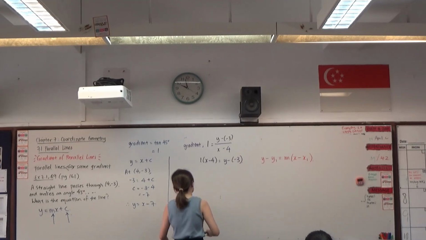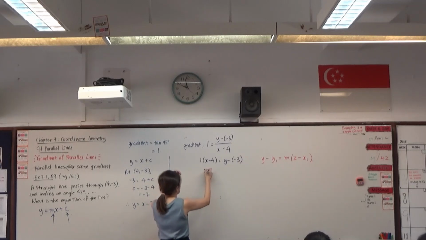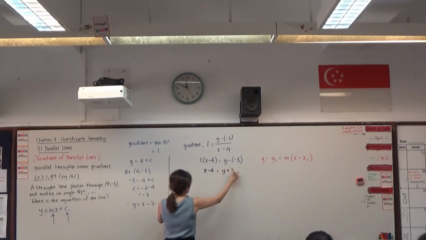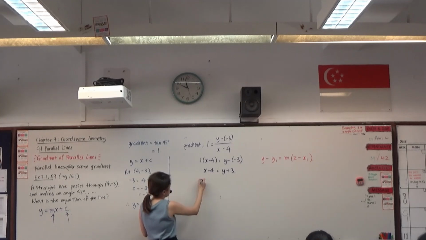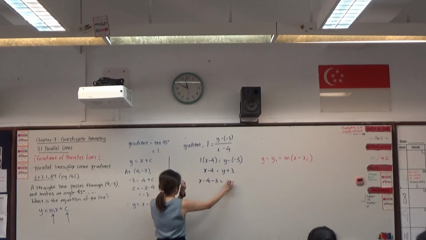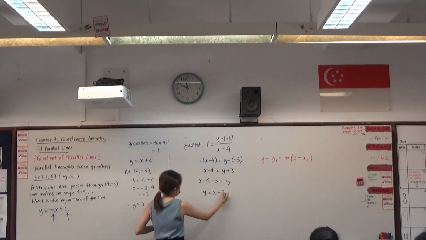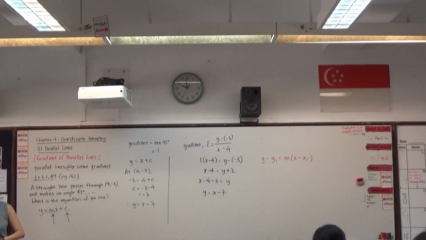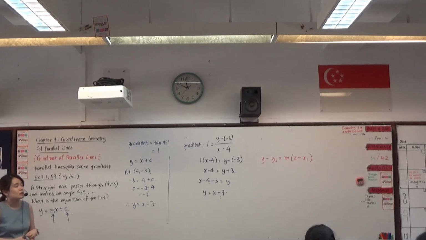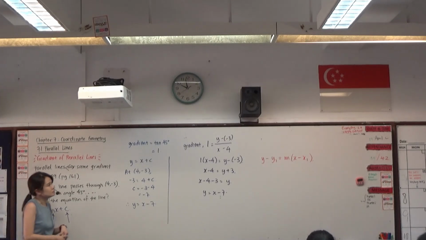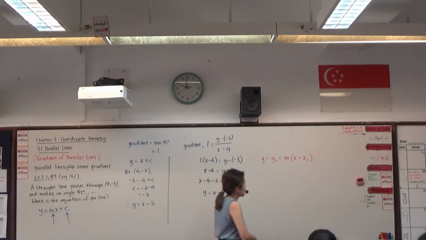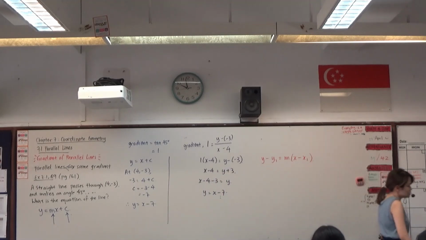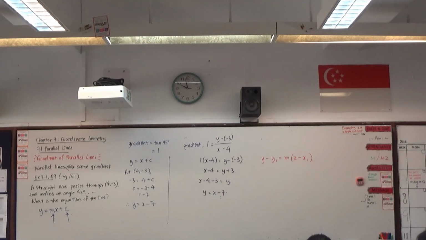Okay, so I'm going to use this formula to help us find the equation of a straight line. So from here, we will then be able to see that x minus 4 minus 3 equals y, so y equals x minus 7. Okay, you get the same thing. Essentially you're getting the same thing, just that I'm not going to be writing this. So that's another way to go about forming your equation.